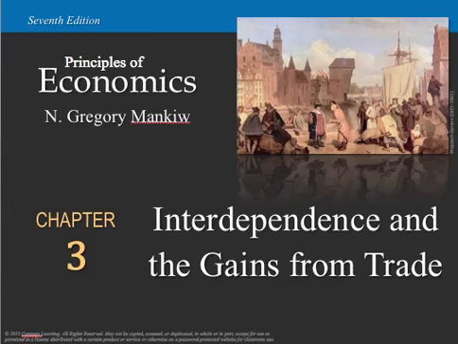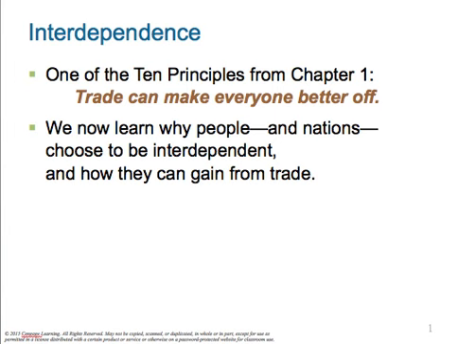Chapter 3 discusses the interdependence and gains from trade. First, interdependence. One of the 10 principles mentioned in Chapter 1 is that trade can make everyone better off. This is when we start to explore what exactly that means. So we now learn why people and nations choose to be interdependent and how they can gain from trade.